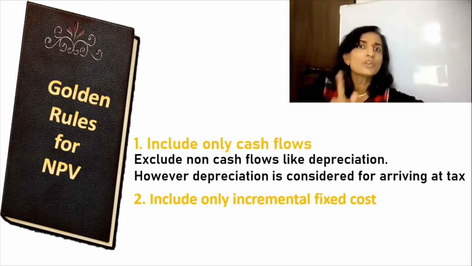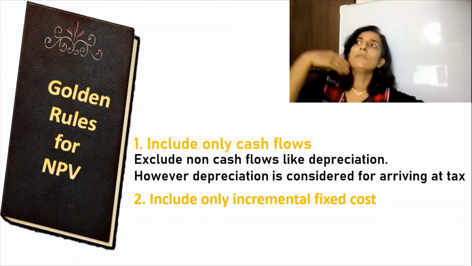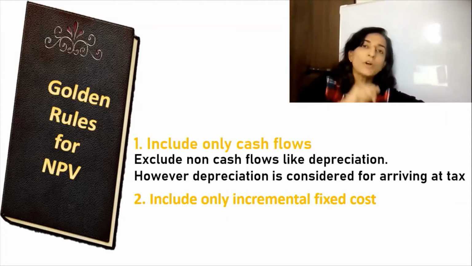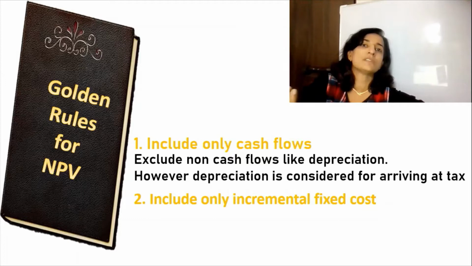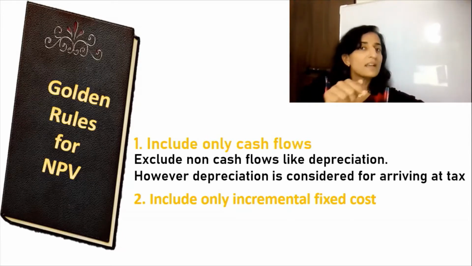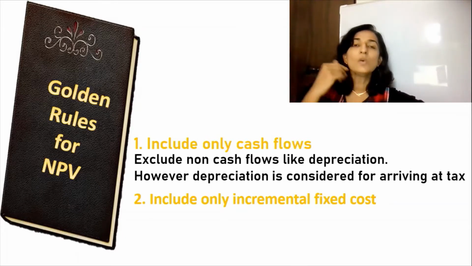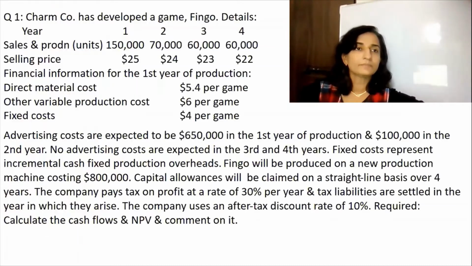The answer is no, you should not include it, because that rent is already being paid. Even if you accept or reject the new project, you will still have to pay the rent. So the existing factory rent should not be included in the NPV calculation of the new project. Only additional fixed cost. If you're paying any additional rent, yes, that has to be considered. But the existing fixed cost or the existing rent should not be considered. That is point number 2. Include only incremental fixed cost. Exclude the existing fixed cost.